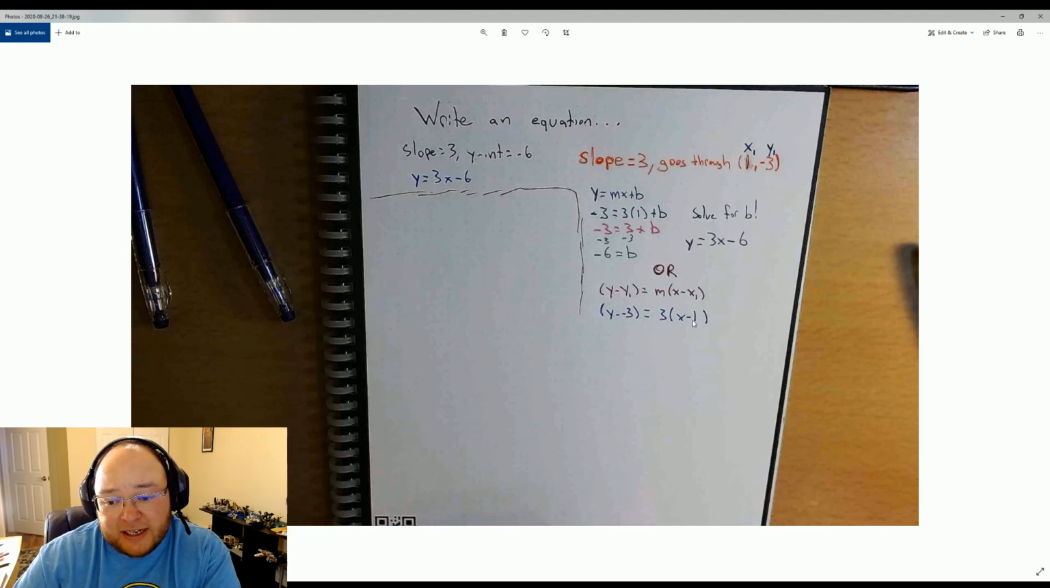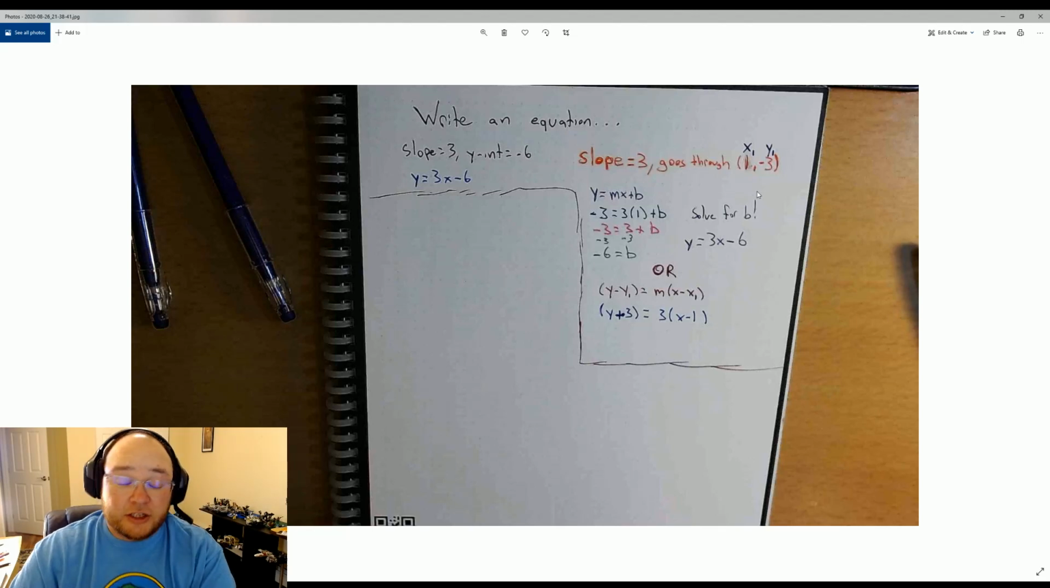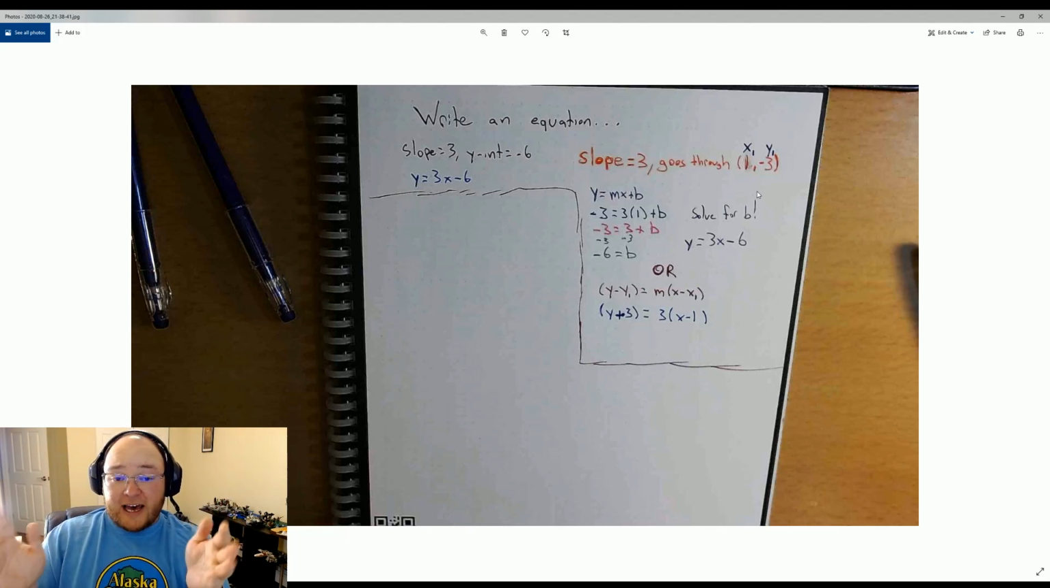We always have a minus every single time, so y minus negative 3, because that's what y was, equals 3, because the slope was 3, and then minus 1, because the 1 was there. Two negatives turn into a positive. So our answer is y plus 3 equals 3 times x minus 1. And you could be done right there. That is a legitimate equation of a line.